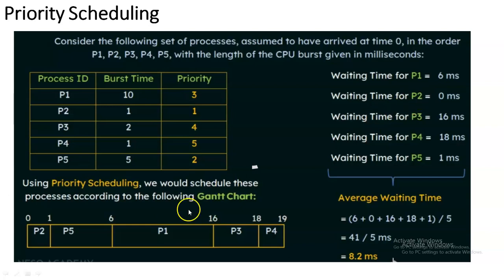For P2, the waiting time is 0. For P3, the waiting time is 16. For P4, the waiting time is 18. And for P5, the waiting time is 1. To calculate the average waiting time, you sum up all the waiting times and divide by the total number of processes. You will get the average waiting time.